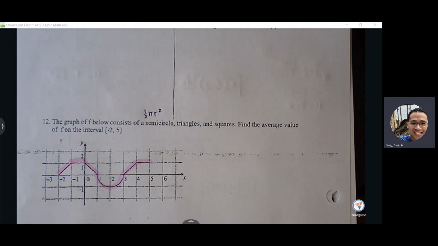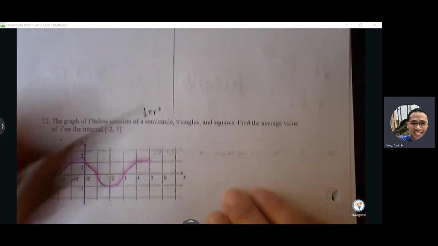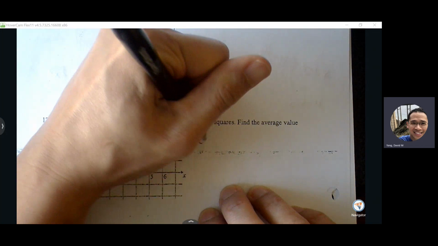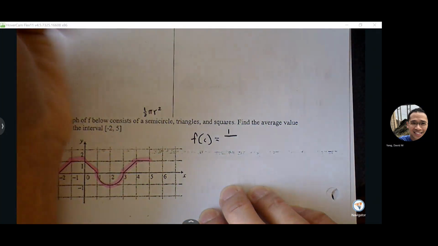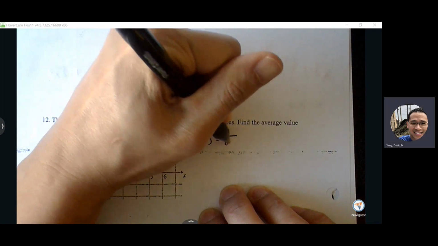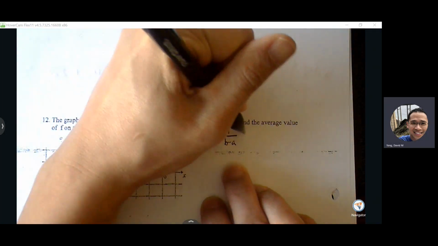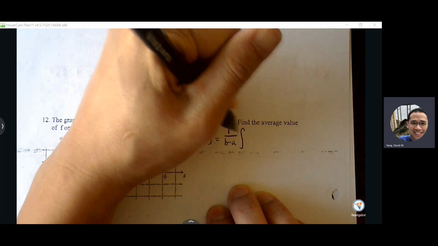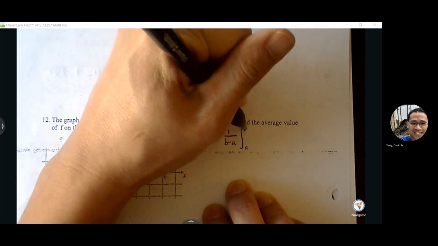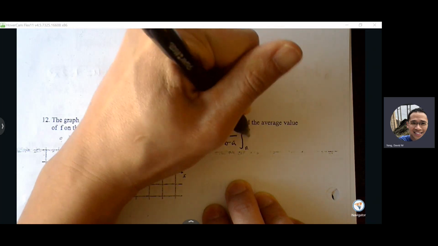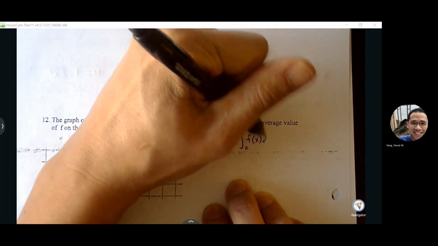So average value, that's the average value theorem. Let's go ahead and recall that. What's the average value theorem? 1 over b minus a. That's the width component. Sorry, width component. Then the integral from a to b of f of x.